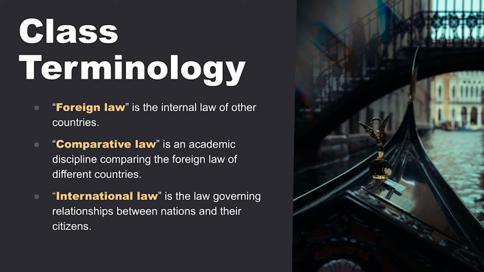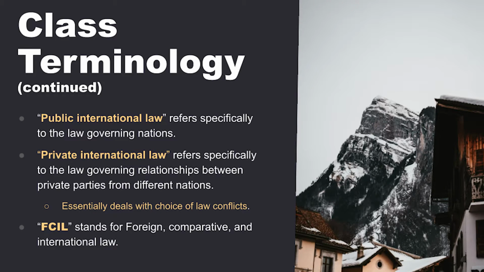International law, in contrast to those, is the law governing relationships between nations and their citizens. This can be further divided into public international law, which involves the relationship between nations. So, for example, the requirements that nations refrain from doing something, the requirement that they establish domestic legislation. This stands in contrast to private international law, which refers specifically to the law governing relationships between private parties from different countries. Private international law covers topics like contracts, tax, intellectual property.